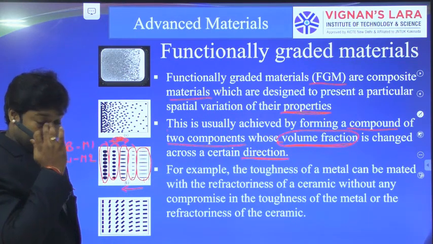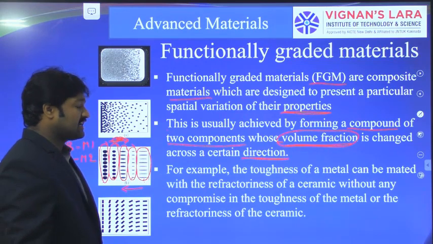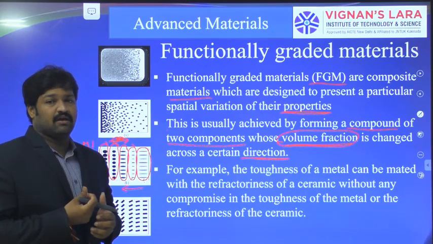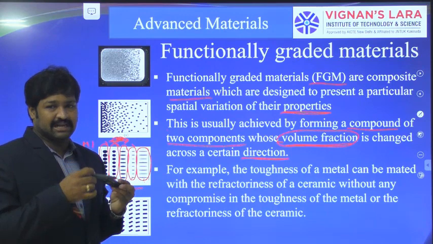Next, for example, the toughness of a material can be combined with the refractoriness of a ceramic. If the material is exposed to high temperatures, those materials will be coated with ceramic materials.